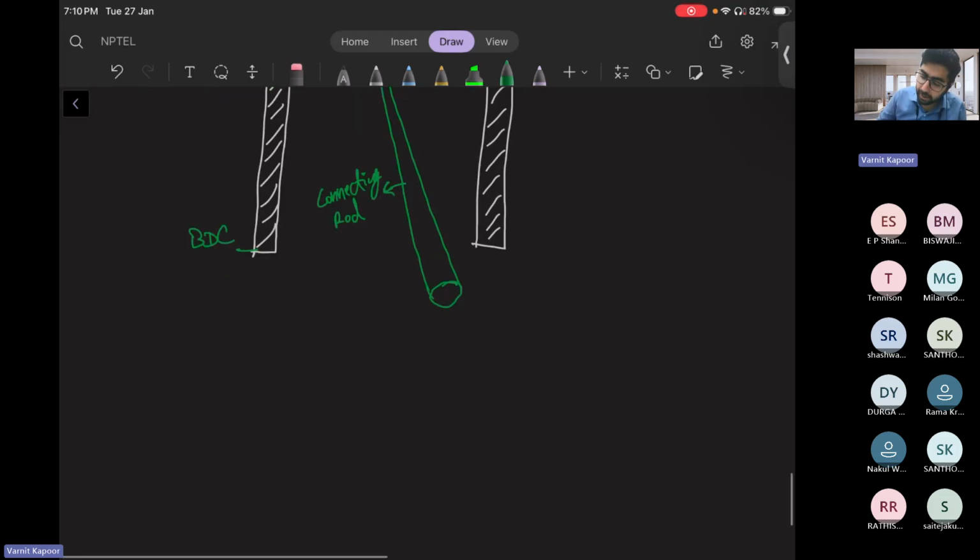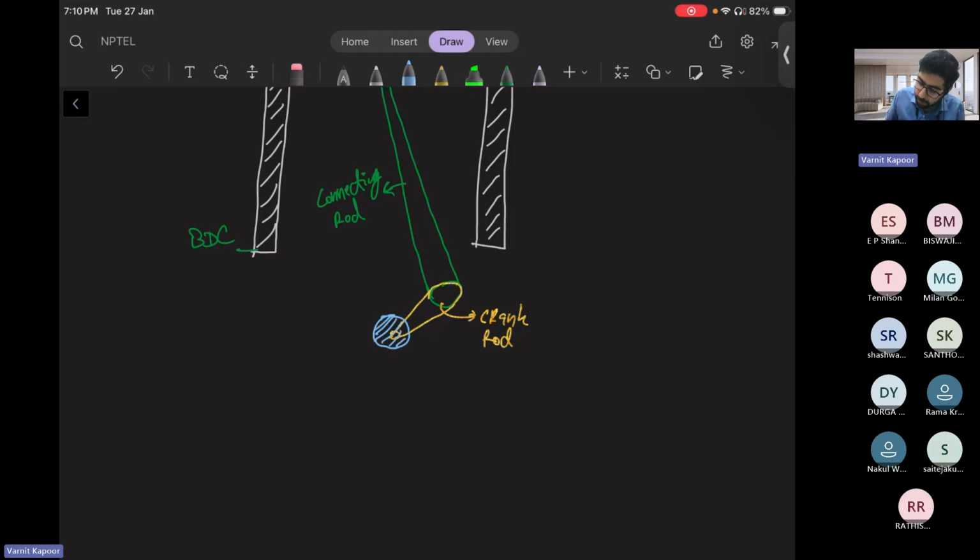Okay. Then there is a crank rod. This is your crank rod. This connecting rod is connected to a crank rod. Then there is a crankshaft, which is eventually connected to... This is your crankshaft. And this crankshaft is connected to a flywheel for inertia. A flywheel is nothing but an inertia storing device.